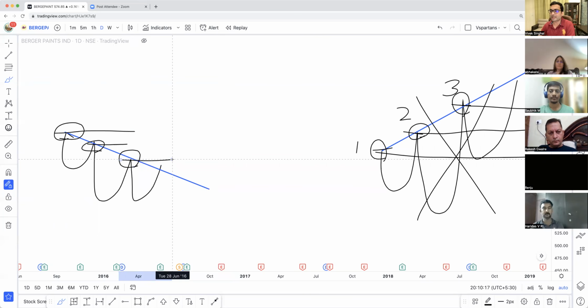All this is operators' game, meaning every chart pattern is being built up by operators with the help of their buying and selling, with a specific intention. I will teach you how.